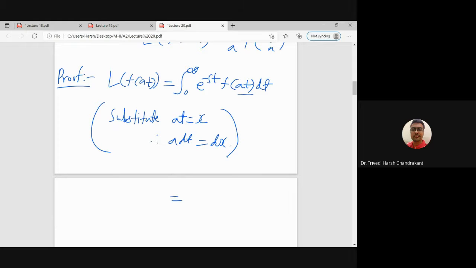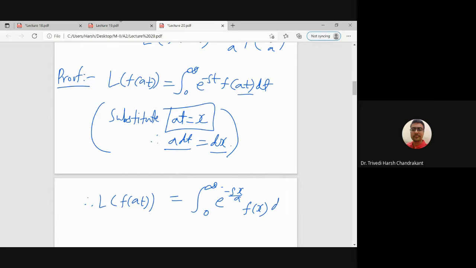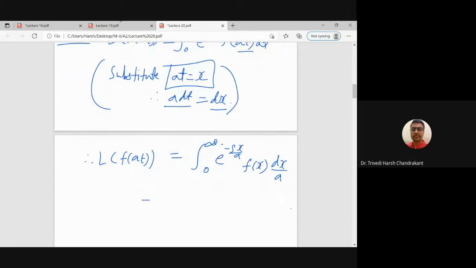So if you substitute this, we get the Laplace transform of f of at equals the integral from 0 to infinity of e power minus sx by a, because t is x divided by a, f of x, and then dt is dx by a. Because a is positive, we can divide by a and take 1 by a outside. It will be 0 to infinity e power minus sx by a, f of x dx.